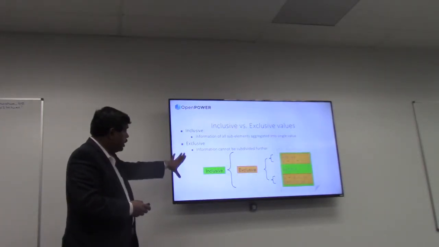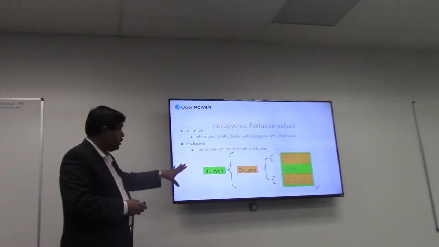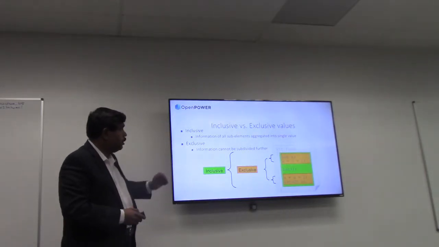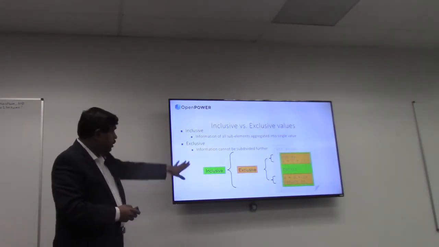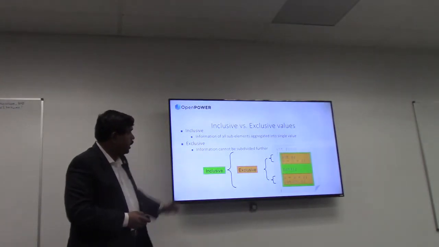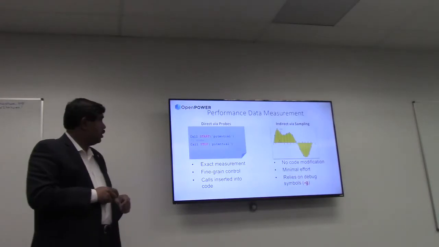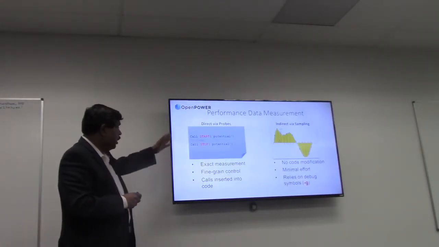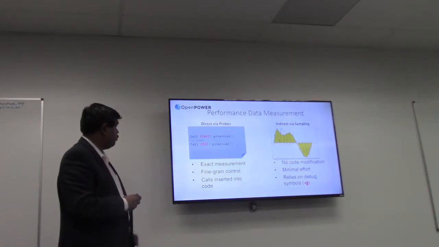With profiling, you can create a profile which has inclusive as well as exclusive metrics. In this case, if there's a function foo that calls an instrumented function called bar, then you see the green region is the inclusive time, and the yellow region there is the exclusive time spent only in that function. So when you look at the profile, you can see exactly how much exclusive time was spent in those functions.